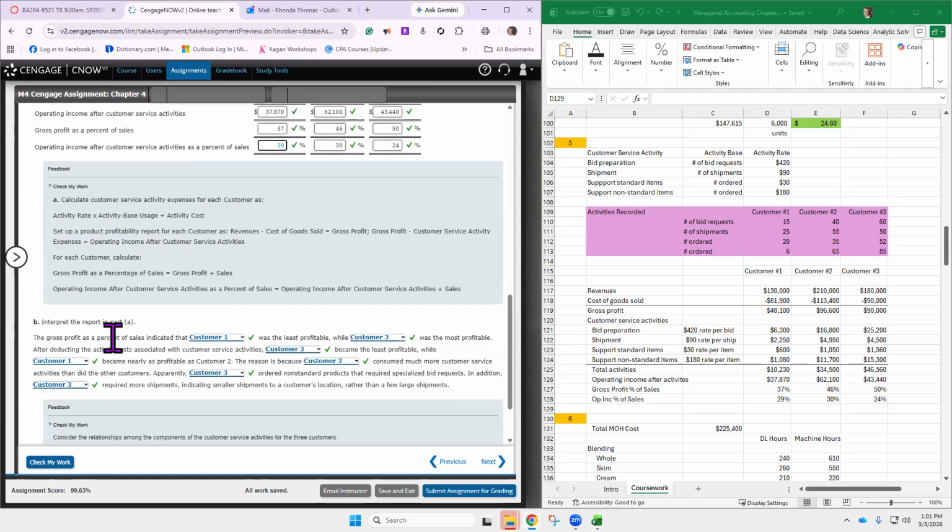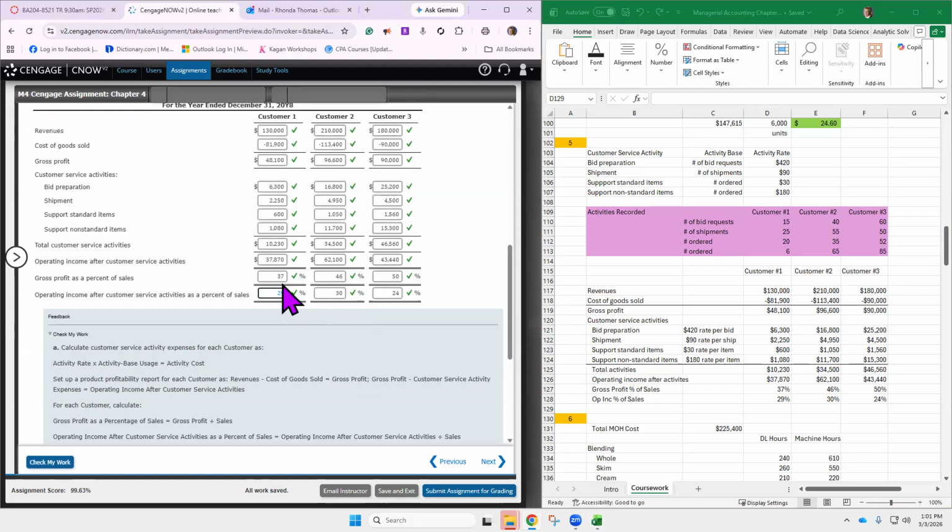So the gross profit as a percent of sales indicated that customer 1 was the least profitable. When you look at gross profit, customer 1 was the least profitable. It had the lowest profit margin. What that means is for every dollar of sales we have here, we are hanging on to 37 cents for this customer. Would you rather hang on to 37 cents, 46 cents, or 50 cents for every dollar sold? Yep, that's the more attractive version.